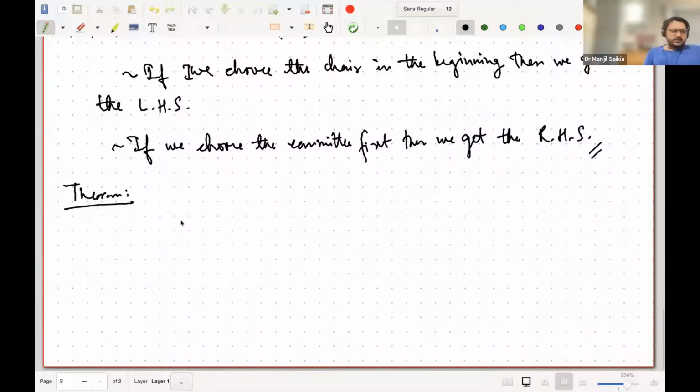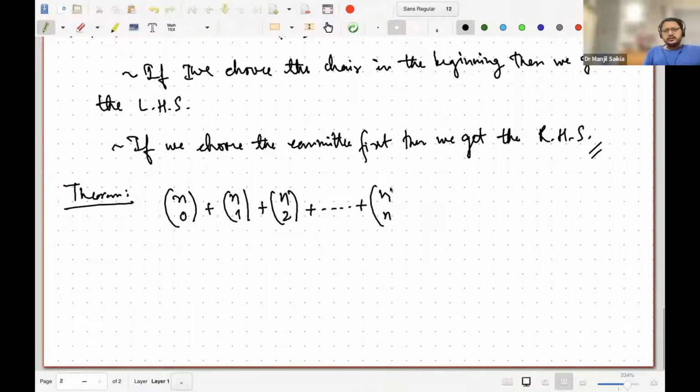The first is something like this. So n choose 0 plus n choose 1 plus n choose 2 and so on up to n choose n. This sum, which is basically the sum of all the binomial coefficients which appear in the expansion of a plus b to the n, is actually given by a very nice number, and this is 2 to the power n. So for all n, we have this. And the proof is again quite simple.